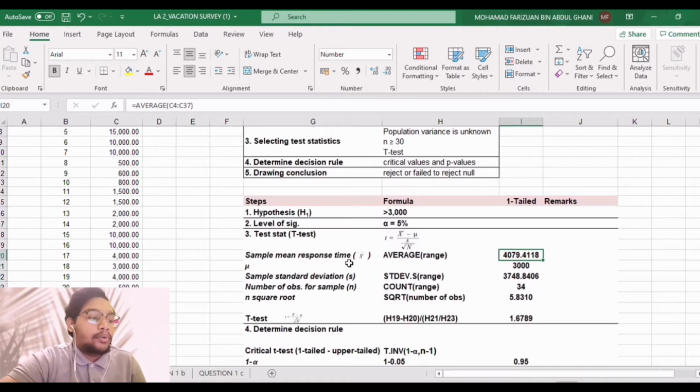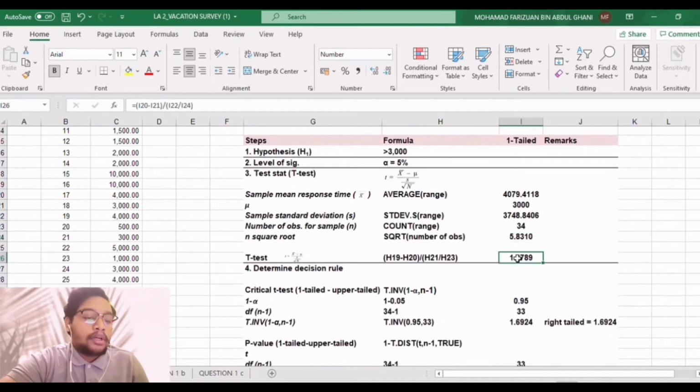The formula is equal AVERAGE; mu is 3000; then the sample standard deviation formula is equal STDEV.S; and for the number of observations in the sample, the formula is equal COUNT. And for the square root of n, the formula is equal SQRT. So to calculate the t-test, the sample mean response time minus mu, divided by, in brackets, the sample standard deviation divided by the square root of n.